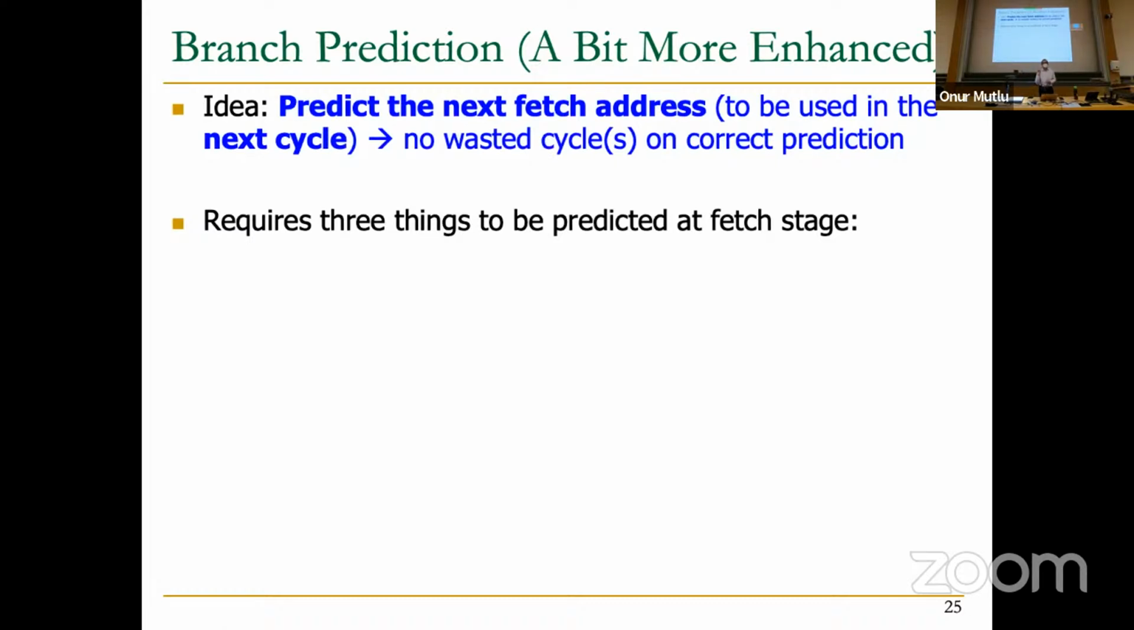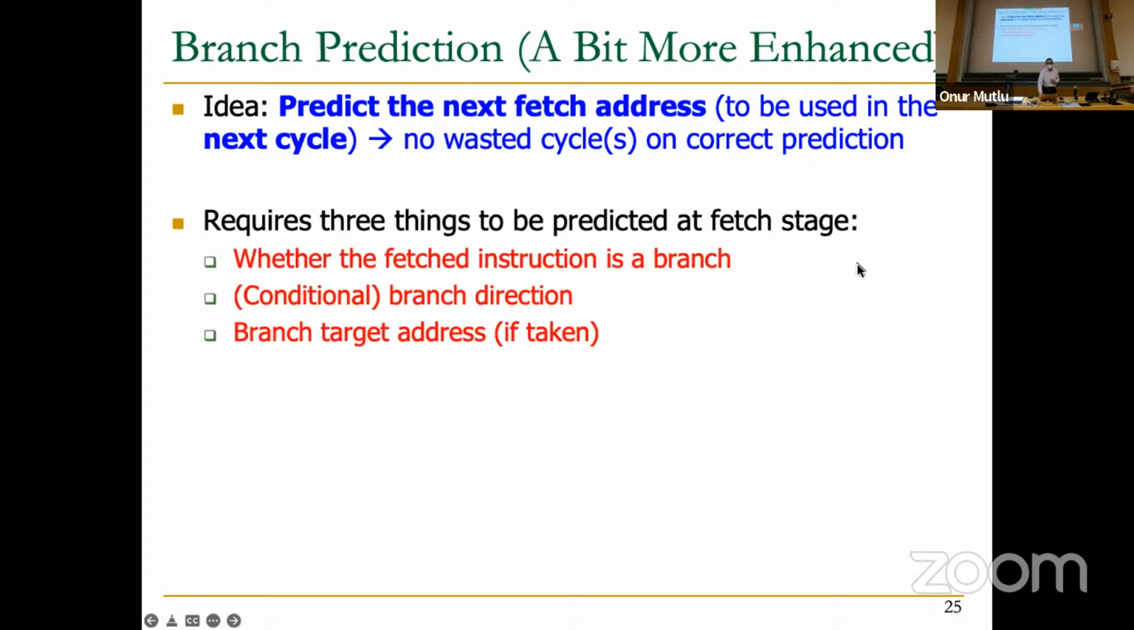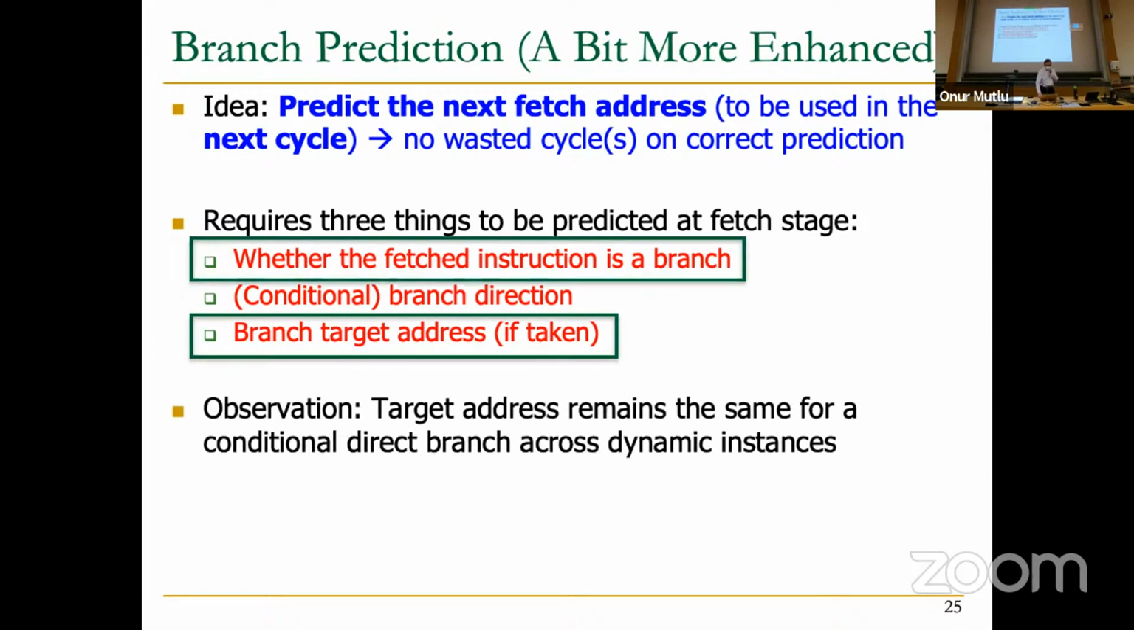But on correct prediction, we don't want to wait at all, right? So in this cycle, we're fetching an instruction. We want to know what's the next PC in this cycle. At the end of the cycle, we should latch the next fetch PC to the program counter. Right? So this requires 3 things to be predicted at the fetch stage, not just one thing. Whether the fetched instruction is a branch, what is the direction of the conditional branch, and the branch target address, if the branch is going to be predicted taken. So you need to know all these 3 things. So we're going to talk about these 3 things.